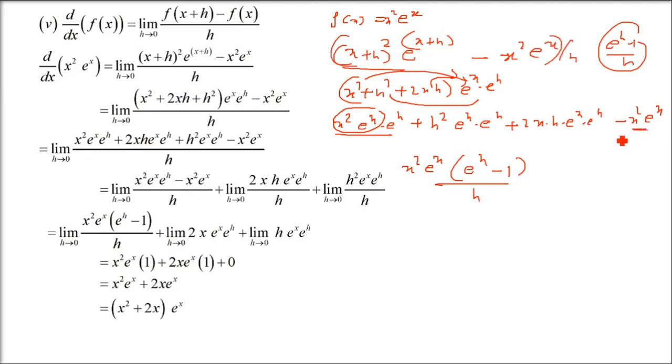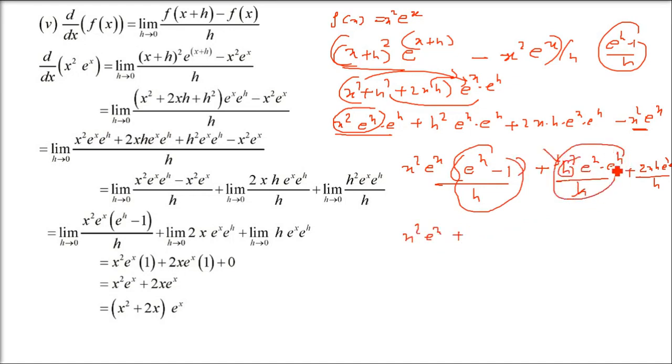Now what else is remaining? This h square e raise x e raise h, and you have h in the denominator, so you can cancel h. Then you have 2xh e raise x e raise h. So this is one. When you apply the limit, x square e raise x will remain. Here h and h get cancelled, but since h is there, with limit h tends to 0, this whole thing is going to be 0. H gets cancelled, 2x e raise x e raise h.